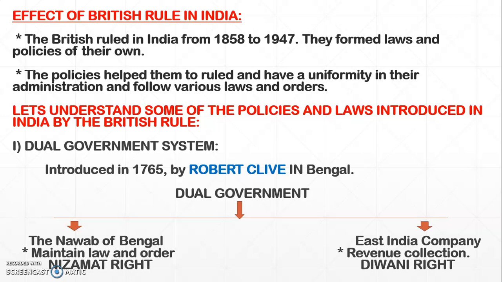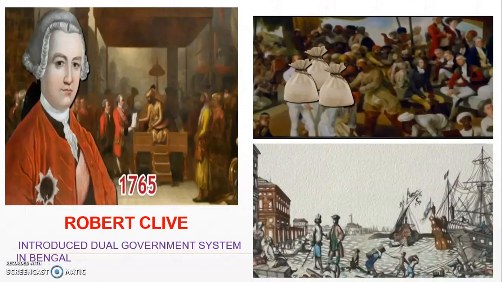What happened due to this dual government system? Due to this dual government system introduced in 1765 by Robert Clive, the ill effects could be seen after a certain time period. Money in the form of taxes went into the pockets of the company officers. The monopoly of trade in India was given to the East India Company, and hence many trading companies in England envied them. Envy means jealousy was there among the different companies, like the Portuguese, the Dutch, the French, and the local rulers.